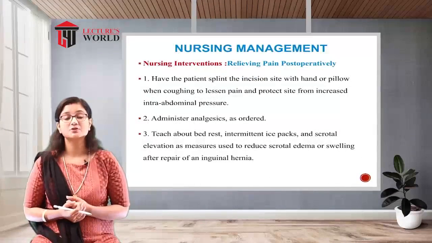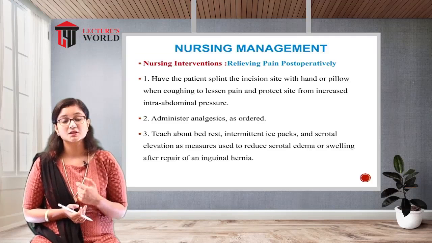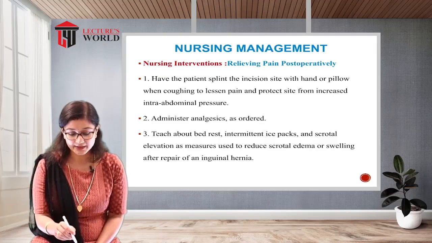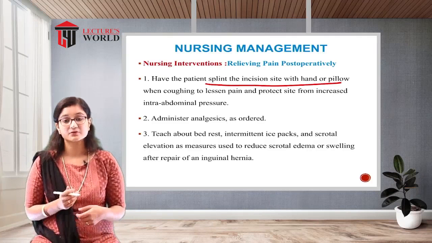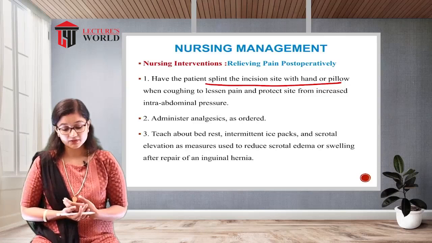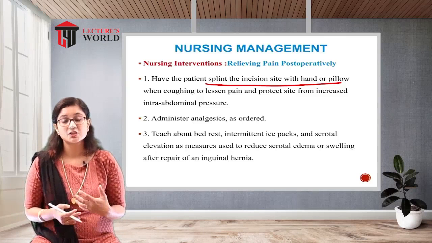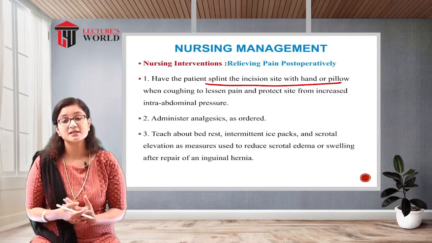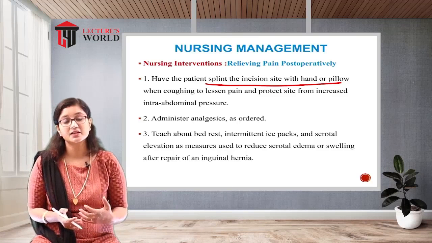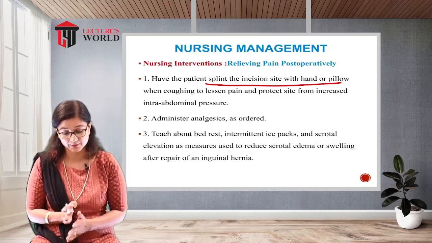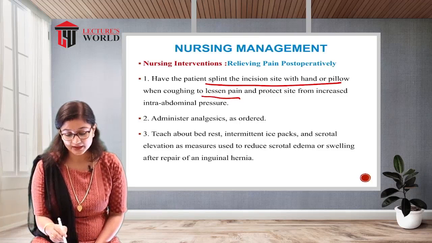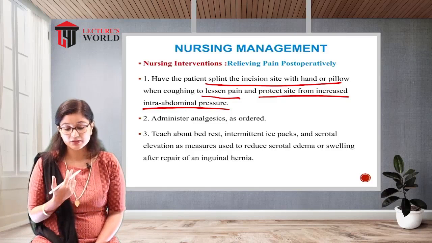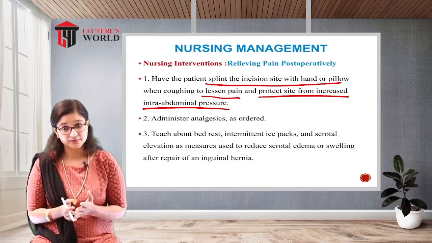Next is for acute pain related to surgical procedure. For that, the nursing intervention is relieving pain post-operatively. So have the patient splint the incision site with a hand or pillow when coughing. Now this patient has undergone surgery, so we are teaching the patient to hold the pillow or hand when he is coughing, because that coughing sensation can cause pain to the patient. That's why. And to lessen the pain and protect the site from increased intra-abdominal pressure, we need to administer analgesic which has been prescribed by the physician.